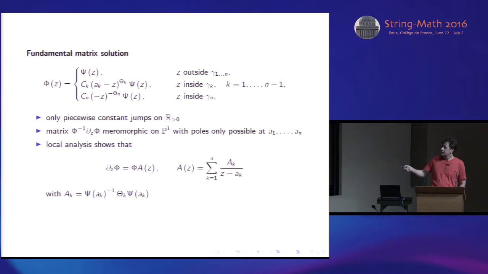Therefore, this matrix is meromorphic on the whole Riemann sphere with poles only possible at these points, the centers of circles. And then we can easily check that, in fact, all poles are of first order, and the residues of this connection are related to the solution of the Riemann-Hilbert problem in this way.